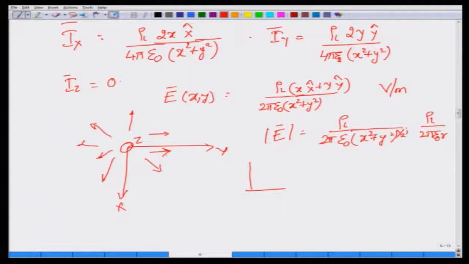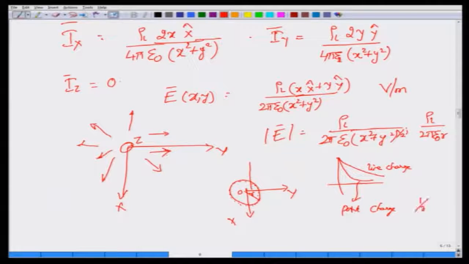is, so if this is my y and this is my x axis, r is a set of all points which are at a distance r from the origin. Okay. So, the magnitude of the electric field is constant at a distance r, and more importantly the fields are going away not as 1 by r square, but as 1 by r. This is the field of a line charge and this is the field of a point charge. Point charge goes as 1 by r square, whereas line charge goes as 1 by r.